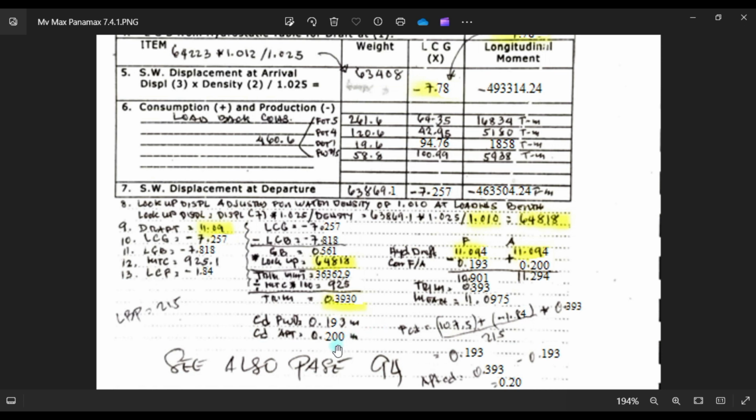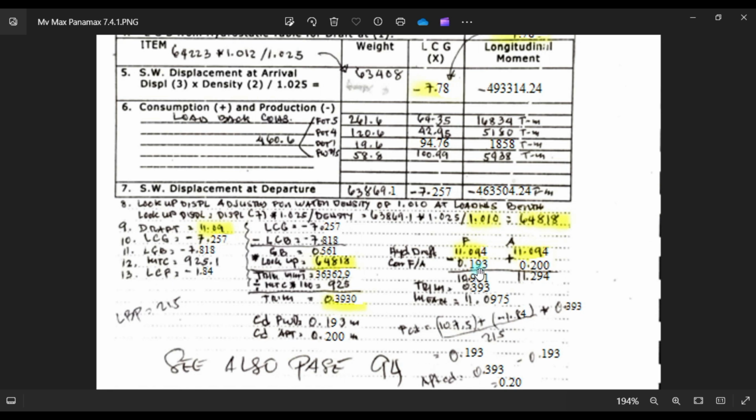So you apply this change of drop forward and up to your initial drop, which is 11.094, which is this one, with a density of 1.010 in your loading port. So you use this drop of 11.094 forward and up of 11.094.